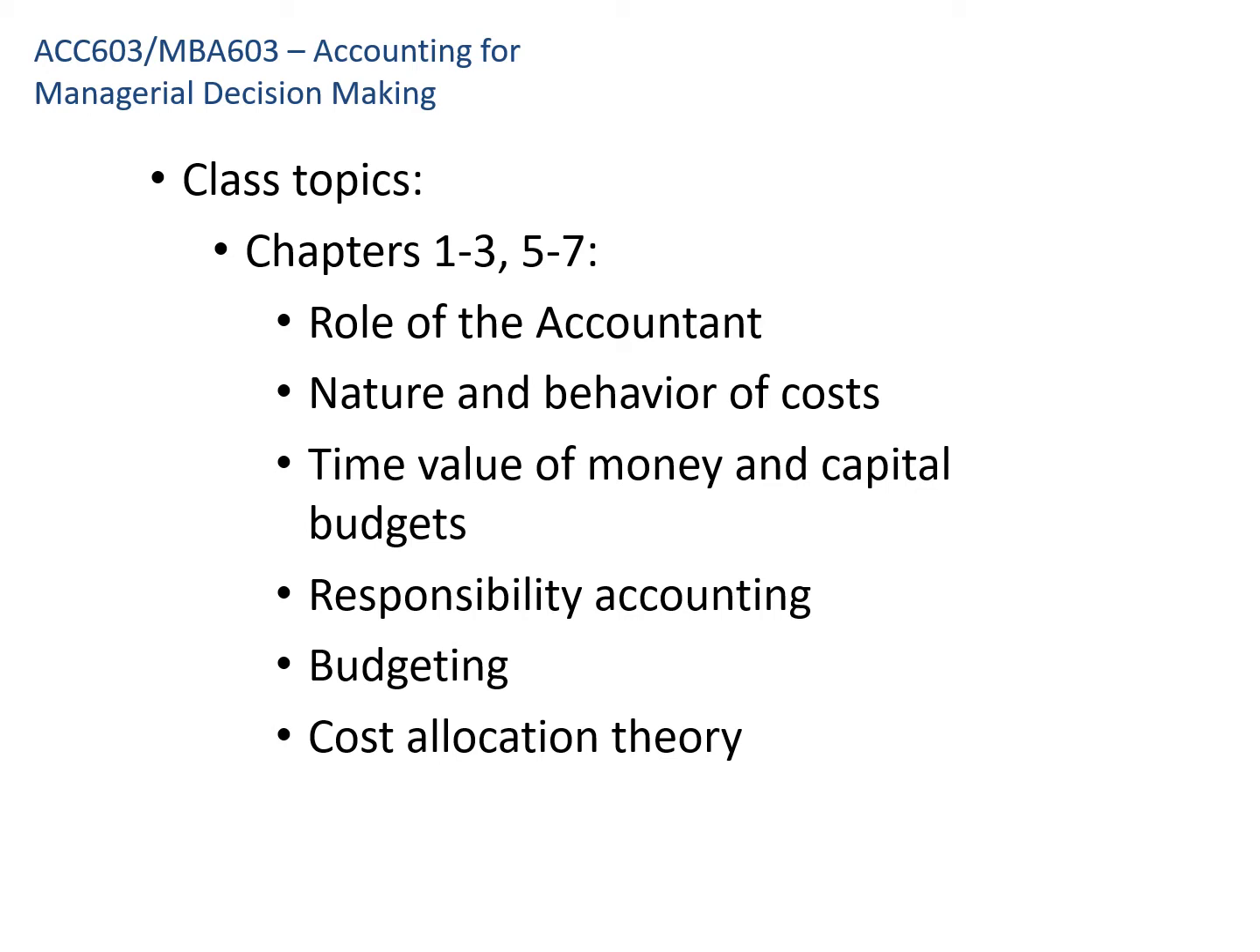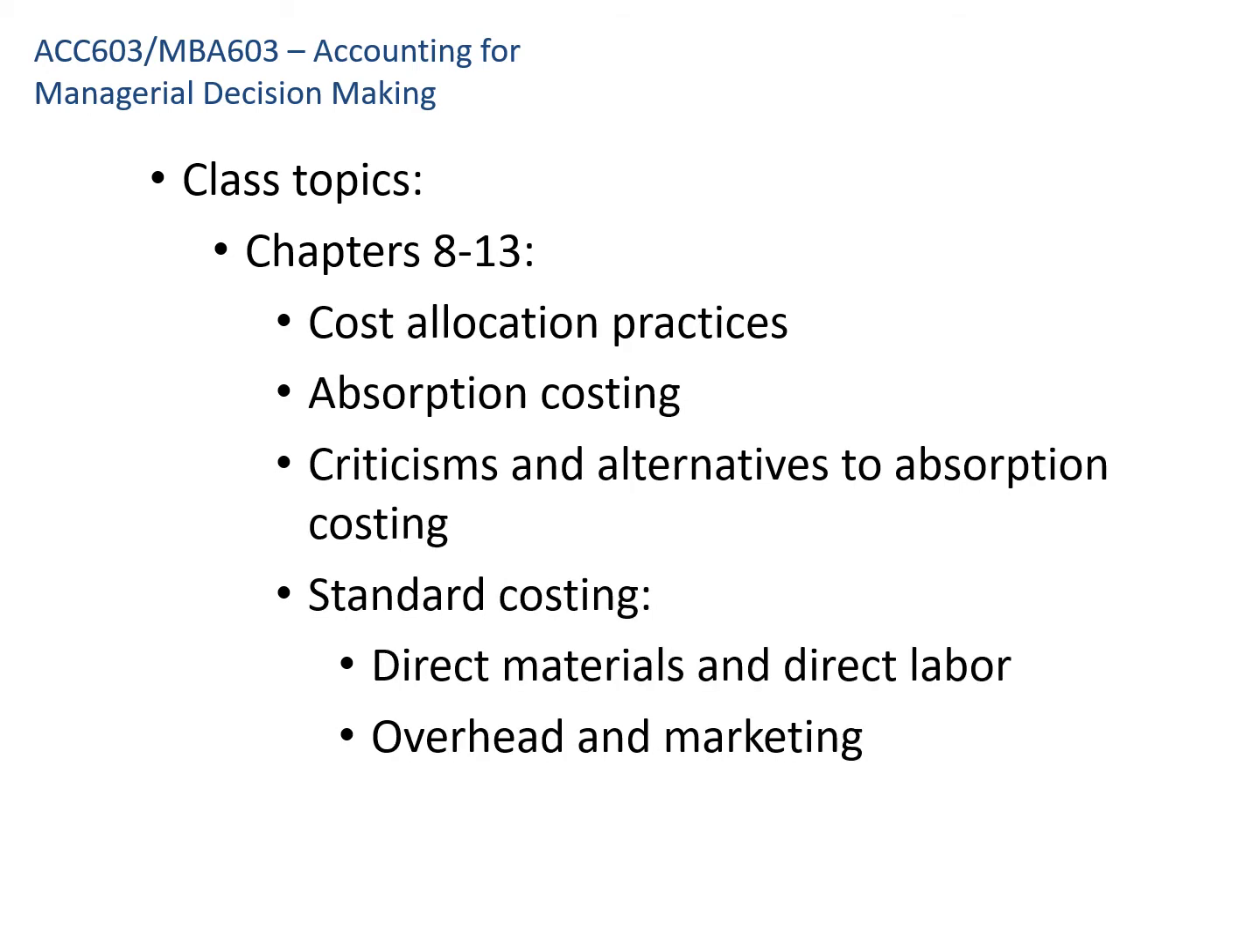We'll talk about cost allocation theory, which is how to deal with common costs in a business. So if we look at segments of a business, there are certain costs that are overarching costs, like the CEO's salary. How do you allocate that to different departments? So we'll talk about the theory behind that in the first half. And then in the second half of the class, we'll talk about different practices for dealing with cost allocation.